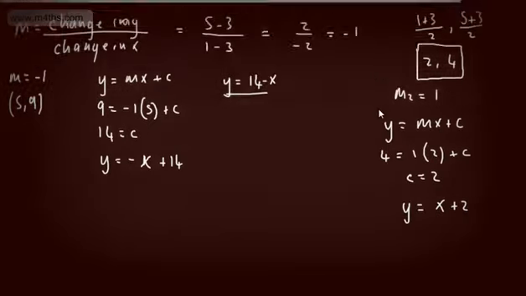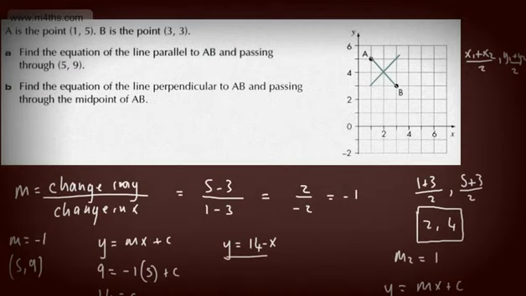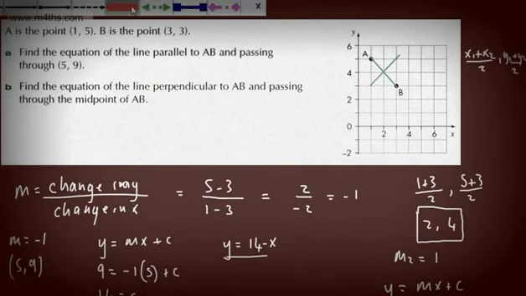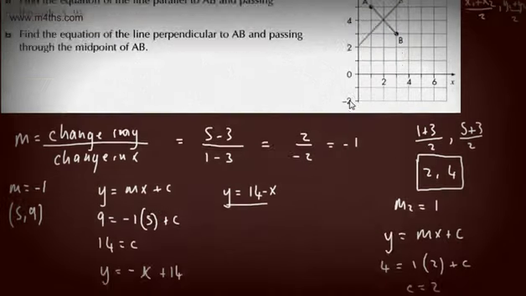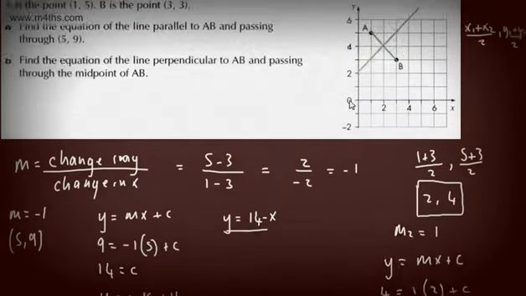And of course, if you continued that line, that's what we'd end up having. So we'd have this line, and it would look something like so. If we continue that line, we can see it has a gradient of 1 and it's going to cut the y-axis at 2.